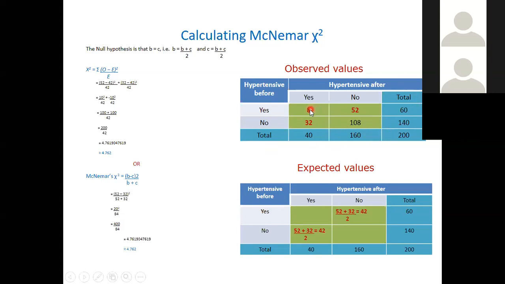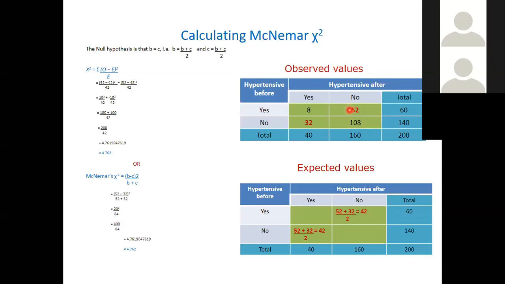But if you look at it, the concordant are those who were hypertensive before and are still hypertensive. That shows that they didn't move, the intervention didn't change anything in those people. They are out of the analysis. Then the 108 were not hypertensive before, and are still not hypertensive. So they didn't move from where they are.